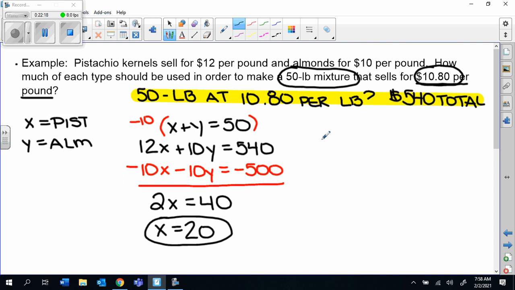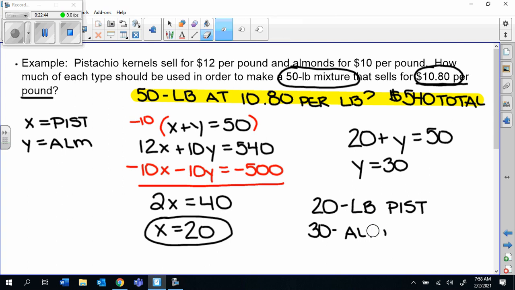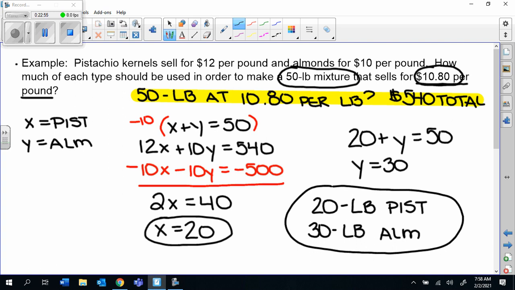If it has to add up to 50, 20 plus what adds up to 50? The y has to be 30. So we have 20 pounds of pistachios, and we have 30 pounds of almonds. Plug, like kind of substituting back what those variables are standing for.